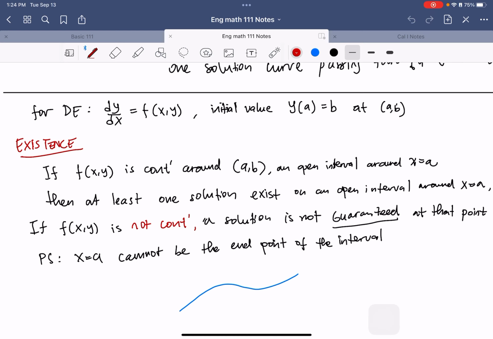If the function itself is not continuous, then a solution is not guaranteed. It may or may not exist. So perhaps we are given some differential equation and some initial condition, and we want to verify whether at that initial condition we have a solution. Now the second one: after we know the solution exists, can we know whether the solution is really unique, exactly one unique solution? The second part of it is the uniqueness.